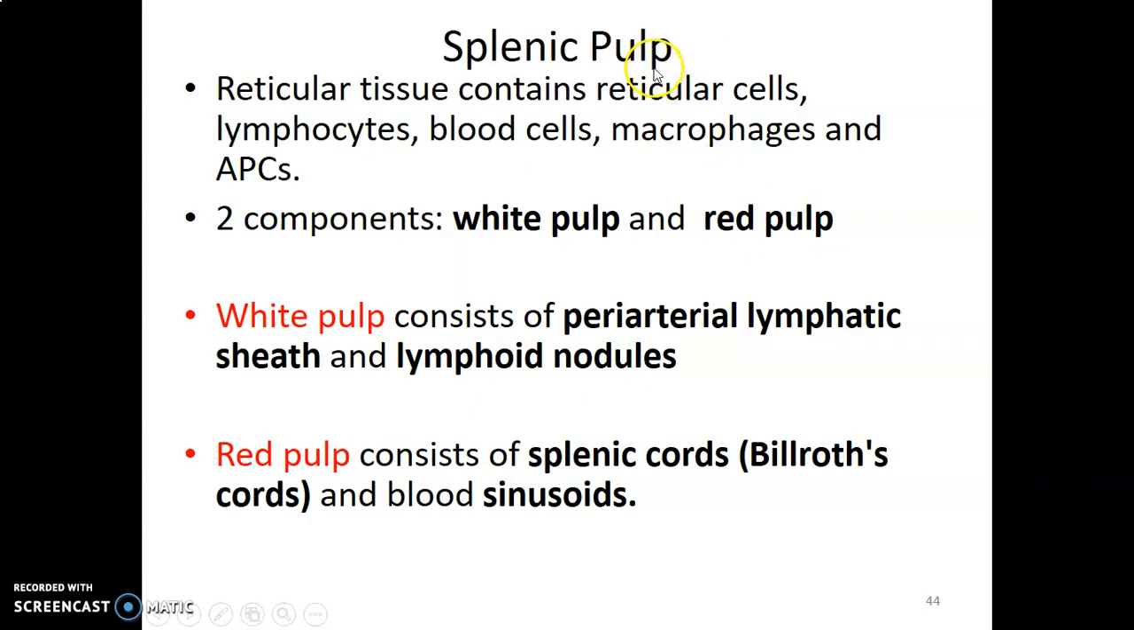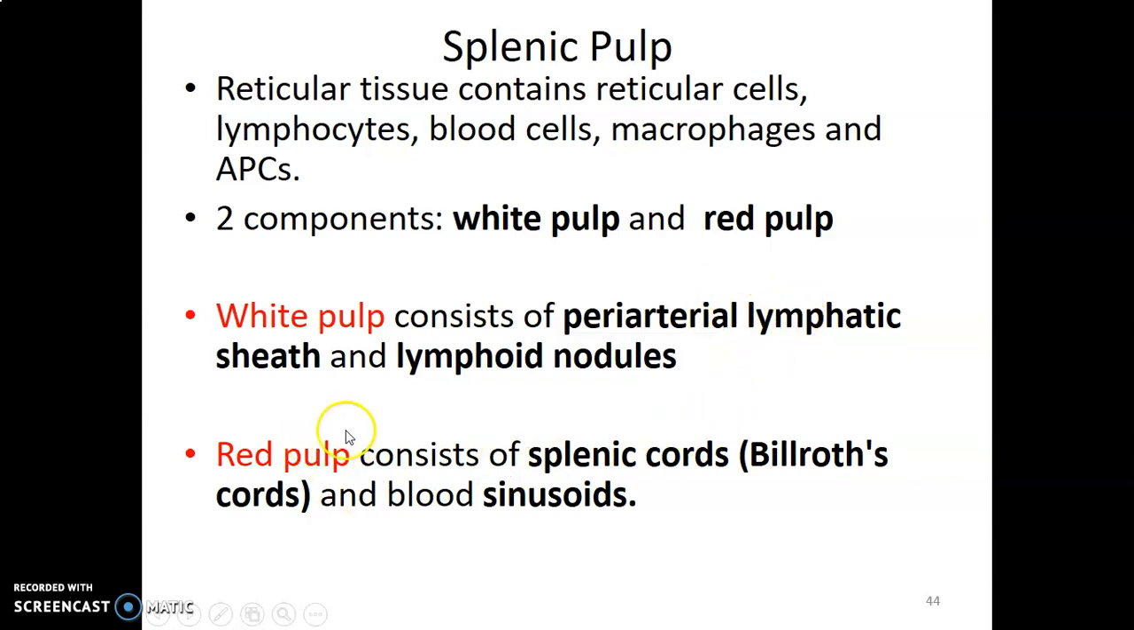The pulp of the spleen, or the parenchyma, has reticular tissue that contains reticular cells, blood cells, macrophages, antigen-presenting cells, and lymphocytes. The splenic parenchyma is made up of two parts, the white pulp and red pulp. White pulp consists of the periarteriolar lymphatic sheath, PALS, and lymphoid nodules. The periarteriolar lymphatic sheath is just T lymphocytes aggregating around the central arteriole.